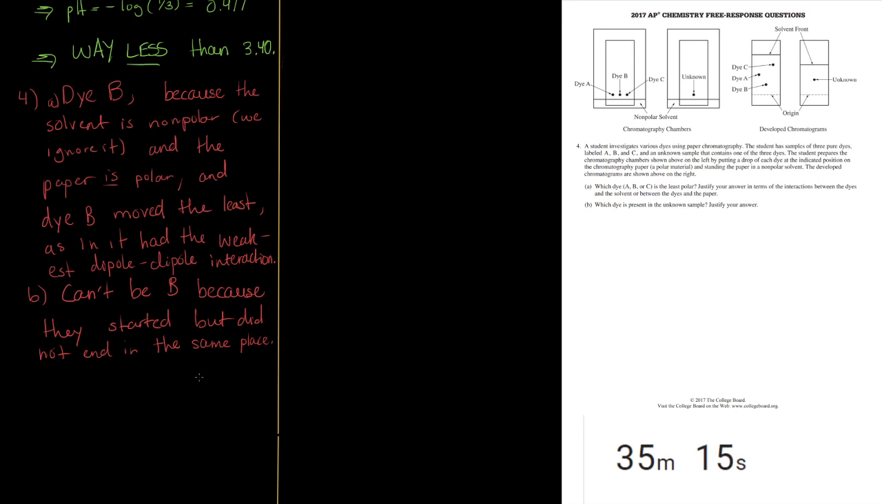Maybe B is the least polar. That would mean it's not. The key is that if dyes A and C are attracting B, then the unknown is dye A.